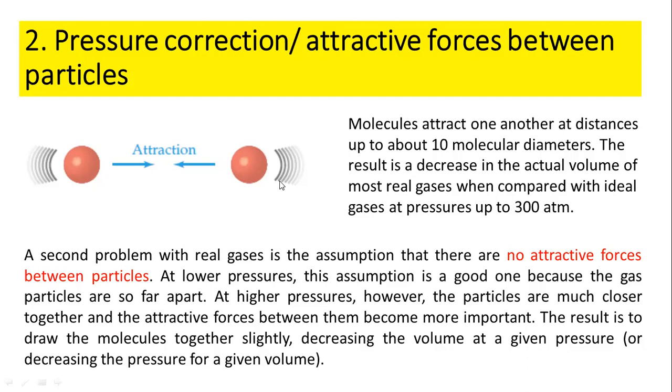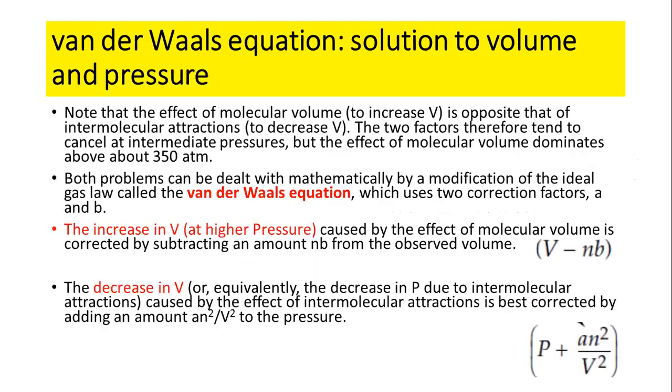So this result, due to the attraction between the particles, is to draw the molecules together slightly, decreasing the volume at a given pressure, or decreasing the pressure for a given volume. That means if there is attraction between the molecules and you keep the pressure constant, then there should be a decrease in the volume. And if you keep the volume constant, then due to the attractive forces between the particles, the pressure is going to decrease. So now you have to correct that pressure, and how that happens I'm going to explain in this slide.